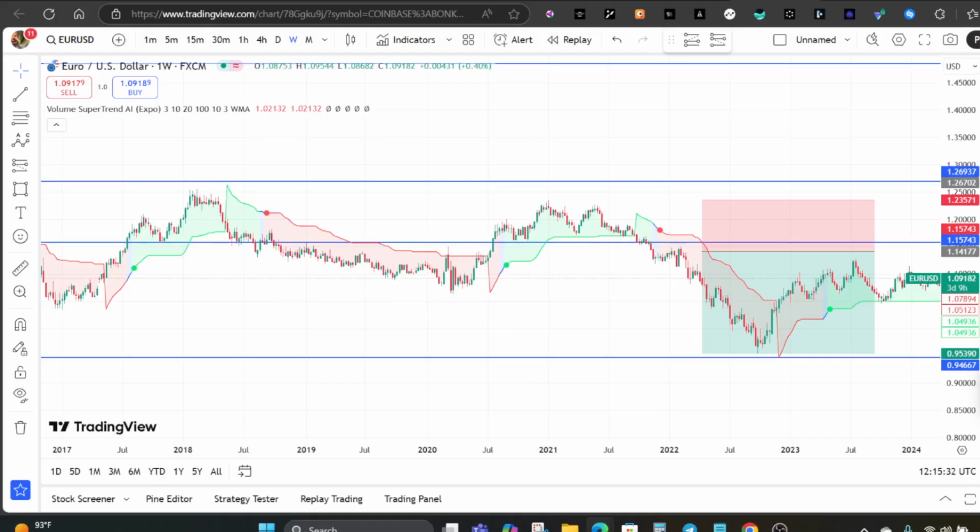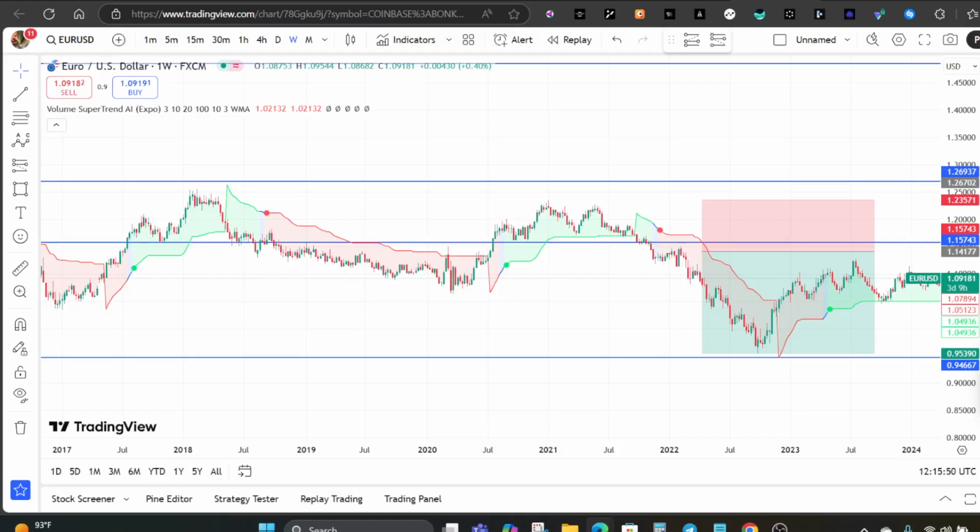Okay, so by combining volume analysis and AI learning, this tool provides a more reliable trade signal compared to traditional indicators. Okay, but a pro tip for you: use Volume SuperTrend AI along with support and resistance levels and other indicators like RSI or MACD to confirm your entries.